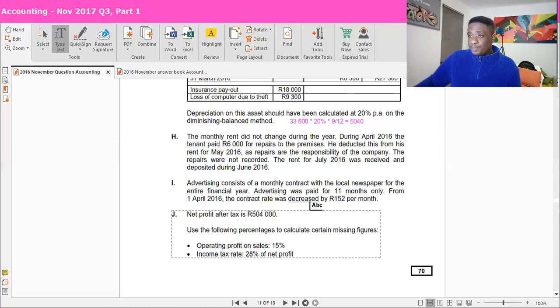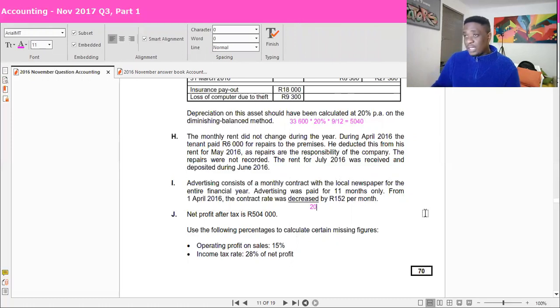So we know that we paid 20,596. We paid this for 11 months. 9 of those months were paid in an amount that included the 152, and then 2 of the months were actually paid in an amount that was 152 rand less. So what we need to do in order to be able to get the advertising cost for June, because we're trying to get the advertising cost for June so that we can add it to our current advertising to take into account the accrued expense.